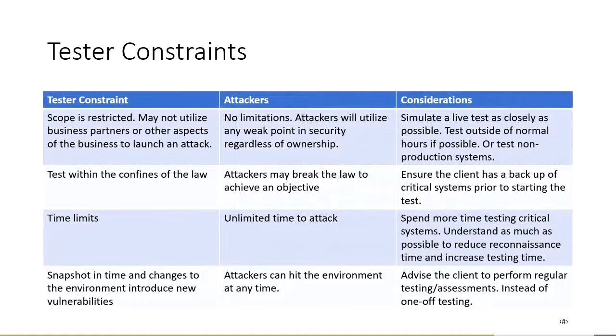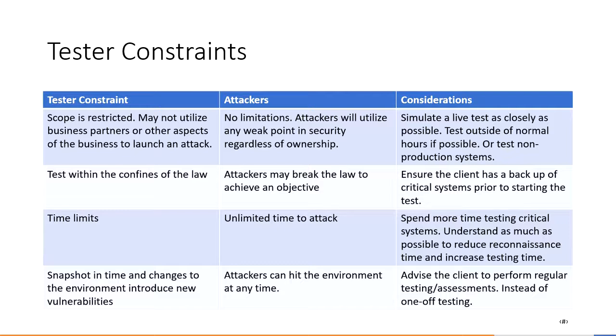I put together a table for you of tester constraints, which is an understanding between you and the client of what happens during testing. Many of these may appear to be obvious, but if this is the first time your client is having a penetration test, they may need to understand what the limitations are. So, for example, as a tester, you have a restricted scope. You might not attack other parts of a business, but an attacker has no limitations. They will find a weak point and they will exploit it regardless of who owns it. If they can't get in one way, they will get in another way.